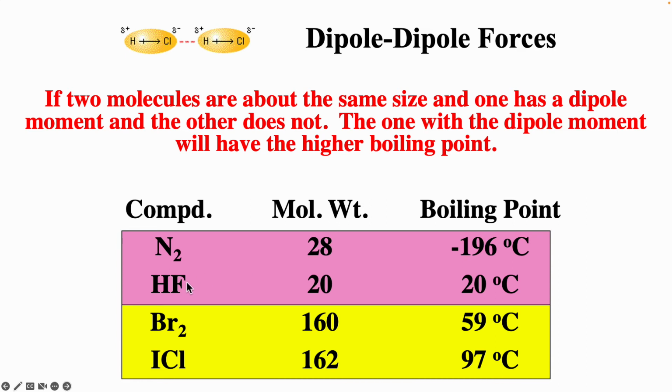Now HF is a lot more polar than N2, and so because HF is more polar than N2, we actually get a higher boiling point. HF actually has hydrogen bonding. Now here I have Br2 and ICl, very similar molar masses. ICl is a little bit polar, and so it's going to have a higher boiling point. And so dipole-dipole is only really going to become important if you have molecules that have about the same molecular weight, meaning that they have the same London dispersion.